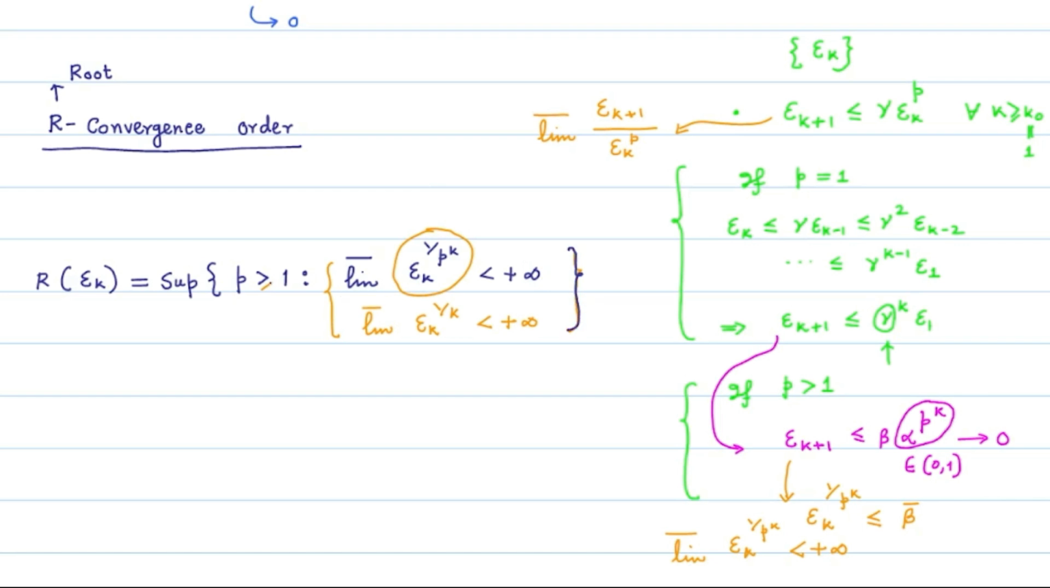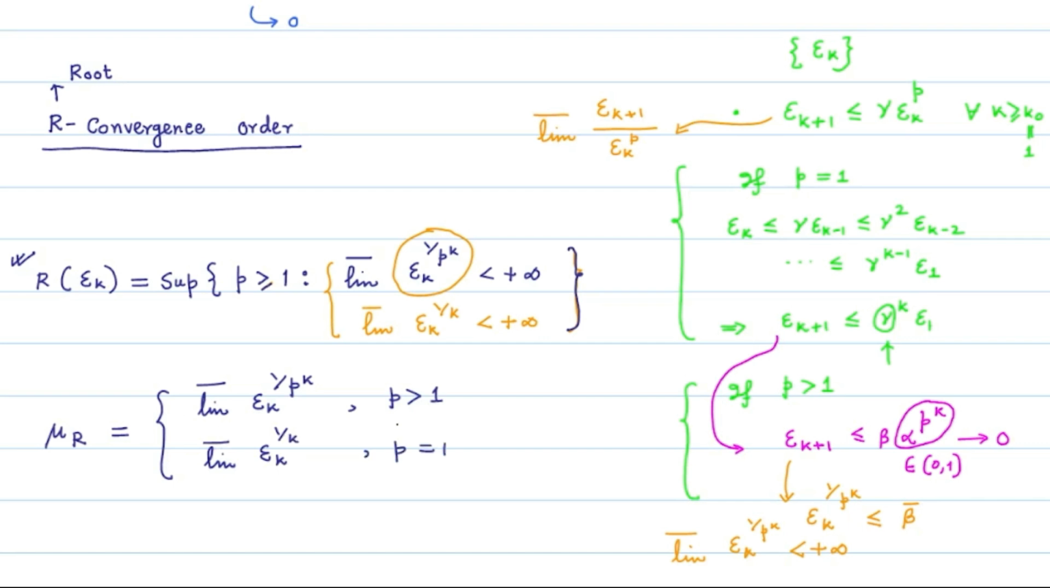Collect all the p's, p equal to 1 or p greater than 1, for which these two limits exist, and take the supremum value of all those p values as the root convergence order of the sequence epsilon k. This limit supremum value is called the asymptotic error constant for root convergence, and we denote it by mu r, which is equal to the limit supremum of epsilon k to the power 1 upon p^k for p greater than 1, and for p equal to 1 it is the limit of epsilon k to the power 1 upon k.